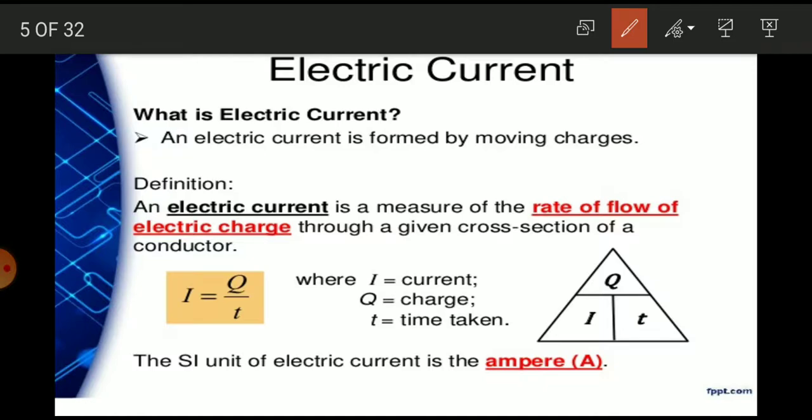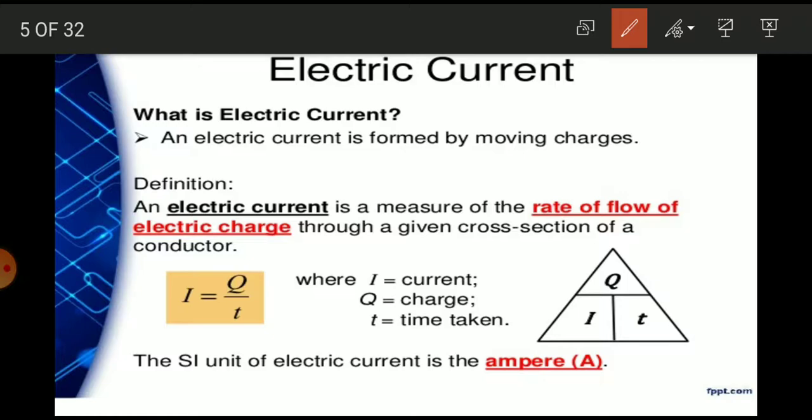What is electric current? An electric current is formed by moving charges. If positive charge is moving, the current is called conventional current. If the current is due to the flow of negative charges, it is called electronic current, and it will be from the negative terminal to the positive terminal. An electric current is a measure of the rate of flow of electric charges through a given cross section of a conductor.